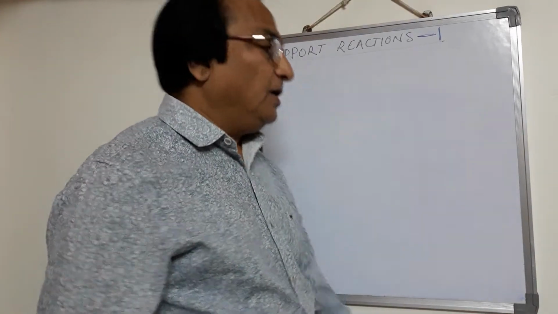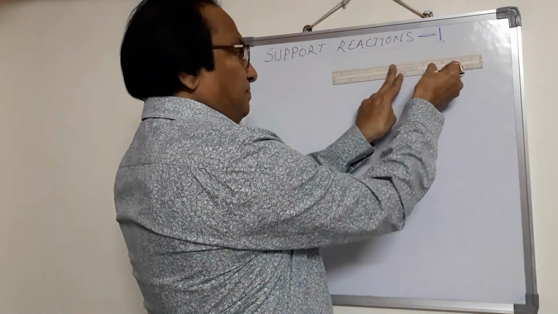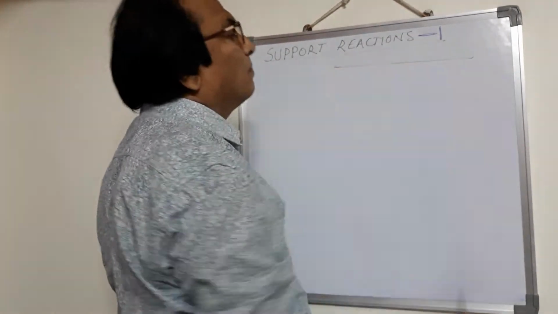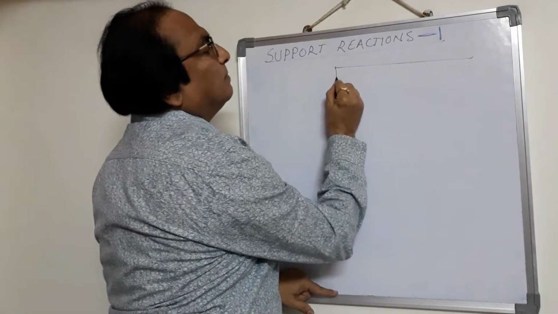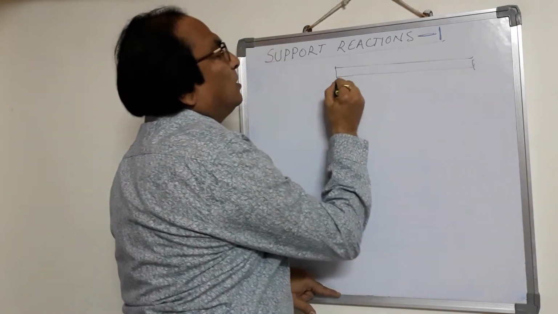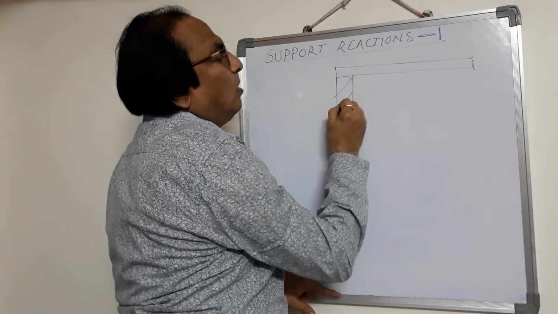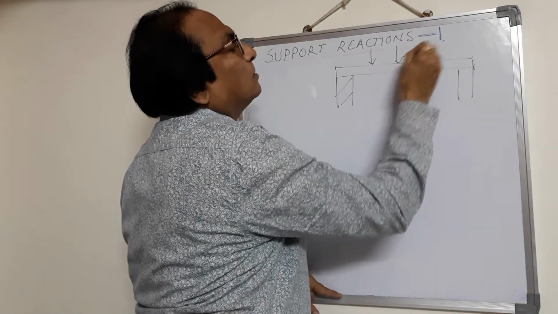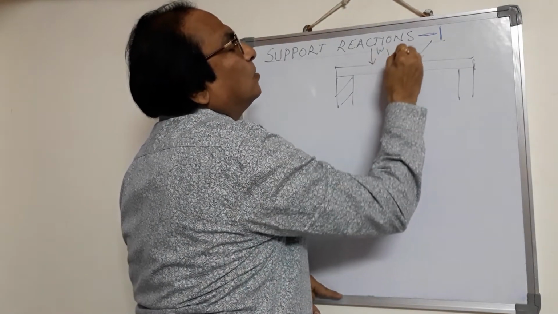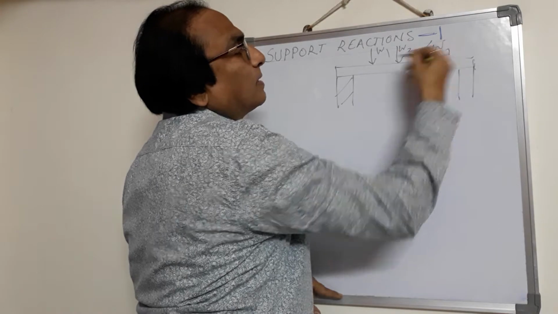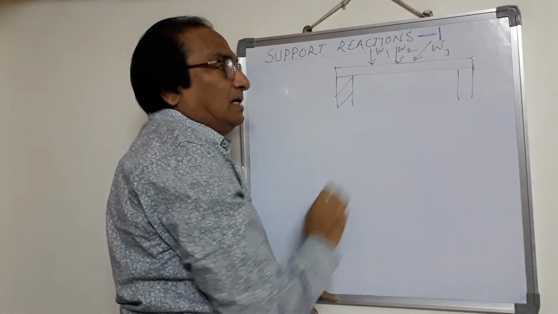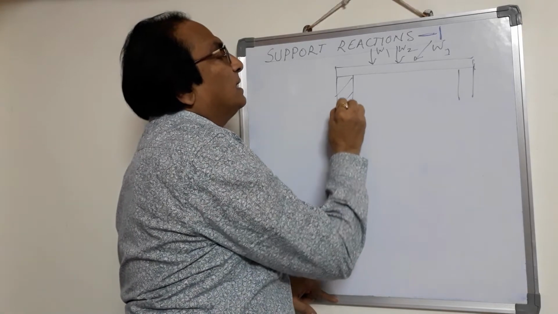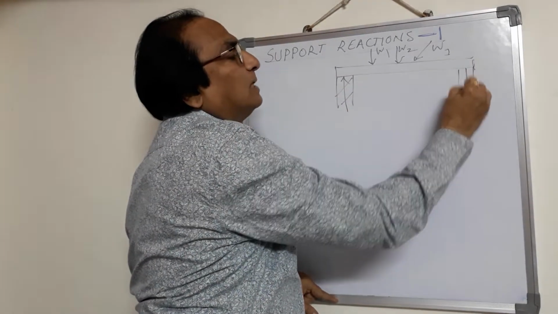For example, we have got a beam here. This beam is supported on, say, either wall or column. These beams are subjected to loads W1, W2, W3. Whatever loads are coming, that is transferred to the supports. These supports will be giving the reaction in the opposite direction.